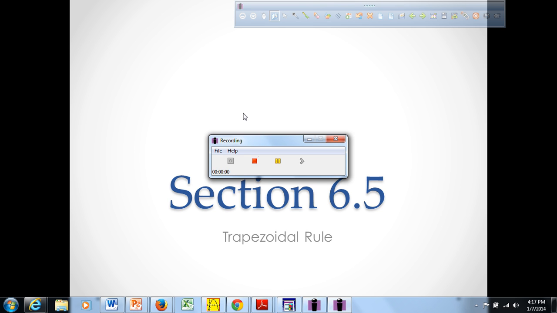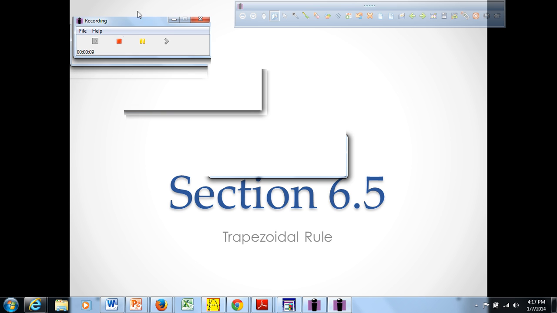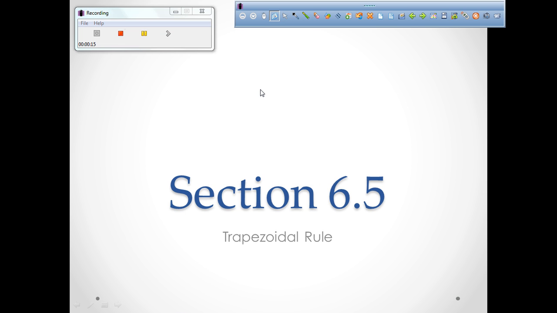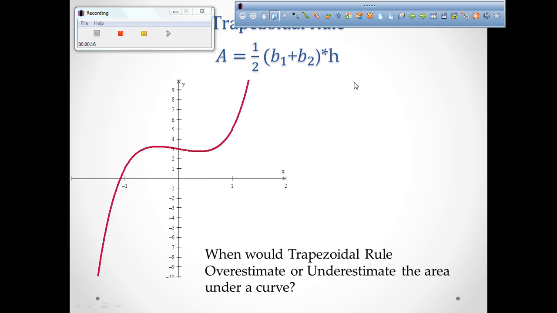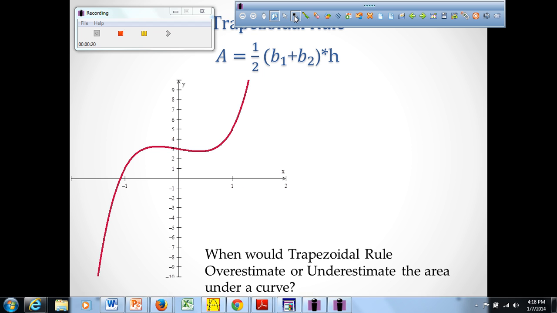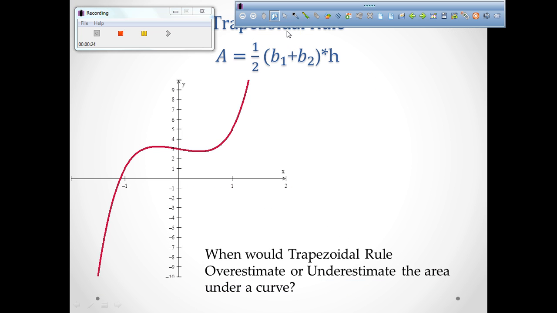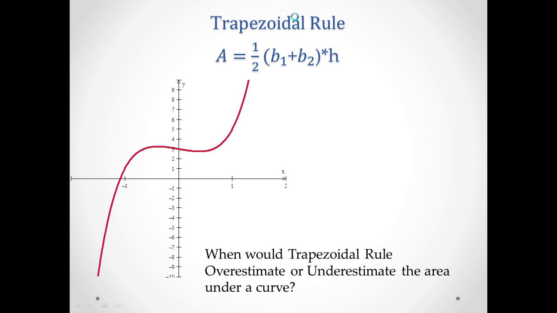All right, we are looking at section 6.5, which is trapezoidal rule, and we will also be talking about Simpson's rule. So let's take a look at the first. Okay, trapezoidal rule basically is finding the area under a curve when you want to use trapezoids instead of rectangles, like we've done in the past with Riemann sums.